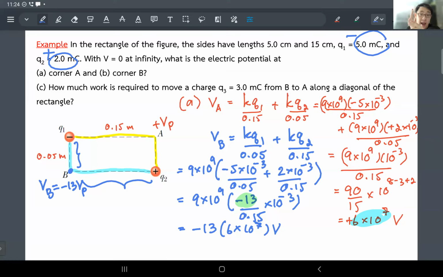All right. But what I want now is part C, guys. Now that's what I want you to answer me. How much work is required to move a charge Q3? So now you have a third charge now from B to A. And I want to move it along the diagonal of this rectangle. You want to give it a shot?